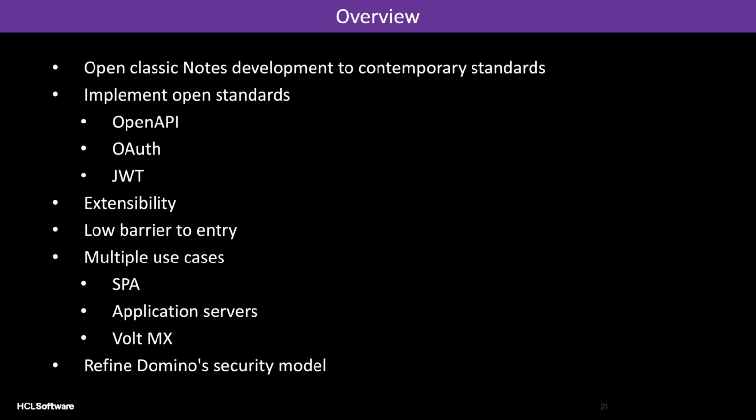So it has multiple use cases. We have SPA. By the way, it's not the place where you go to relax. It's a single page application. Later, I will show you an example of this with a demo. And of course, Volt MX Go applications use Domino REST API, like you can use Domino REST API.